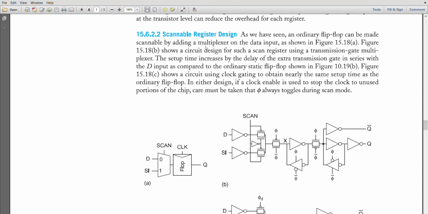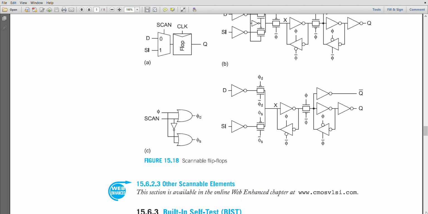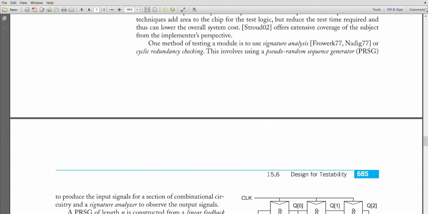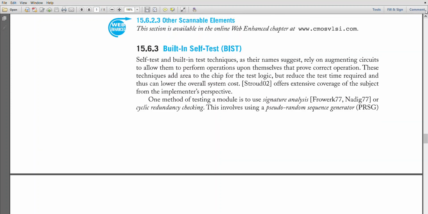Now scannable register design. This is the scannable register design I already covered. A 2:1 multiplexer should be there preceding the D flip flop. Okay, so the 2:1 multiplexer preceding the D flip flop is shown over here. Different diagrams are shown for the scannable flip flops, and the basic idea is the same for all the testing circuits. The first circuit is a multiplexer followed by the D flip flop. The combination of a 2:1 multiplexer followed by the D flip flop is the basis of the scan based design techniques.